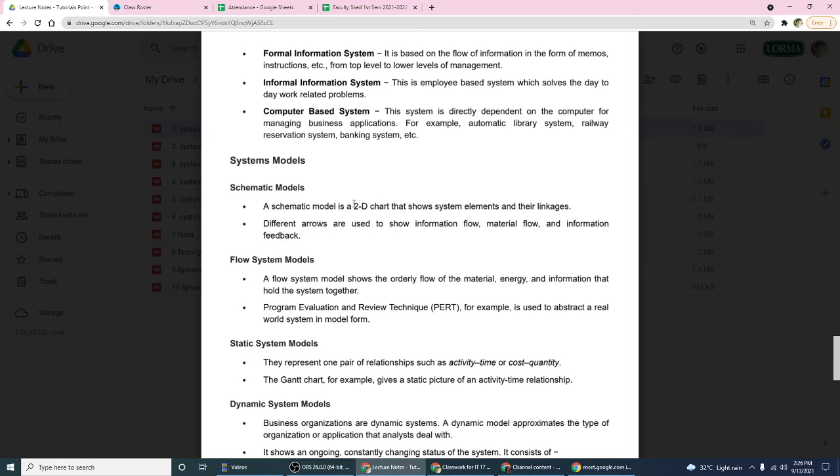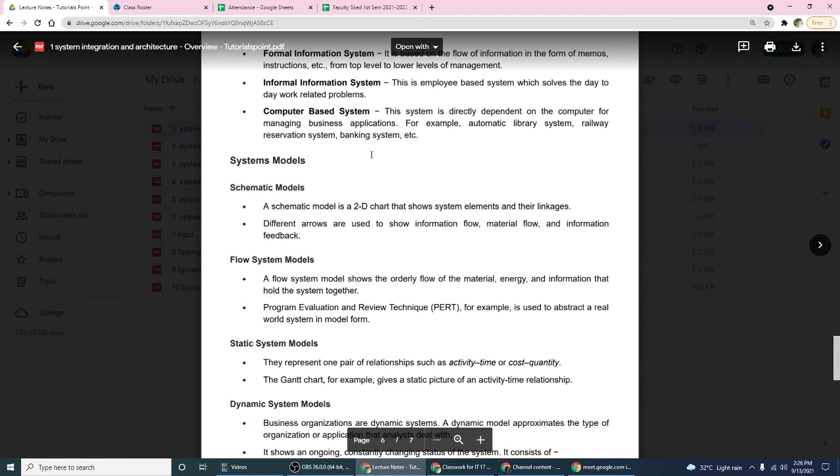System models, schematic models. A schematic model is a 2D chart. By the way, you will be creating a chart that will show your system. Before you create a system, you will be creating a chart or a graph later on. So different arrows are shown to show information flow, material flow, and information feedback.